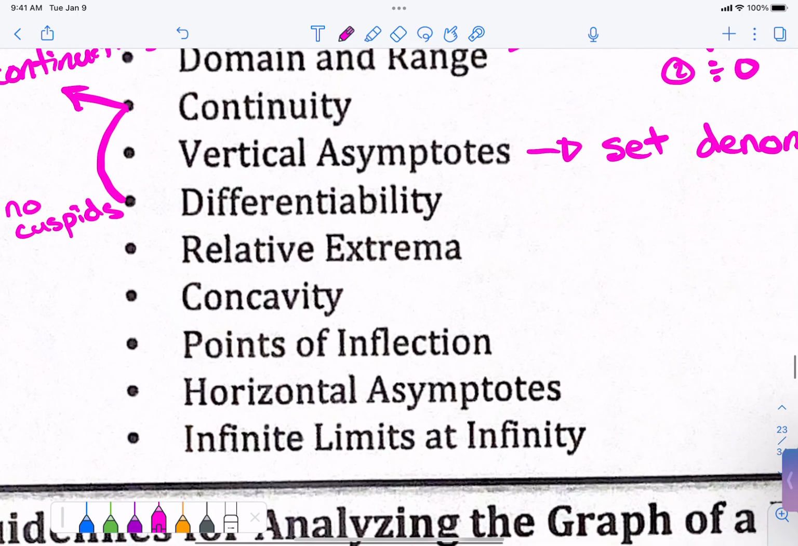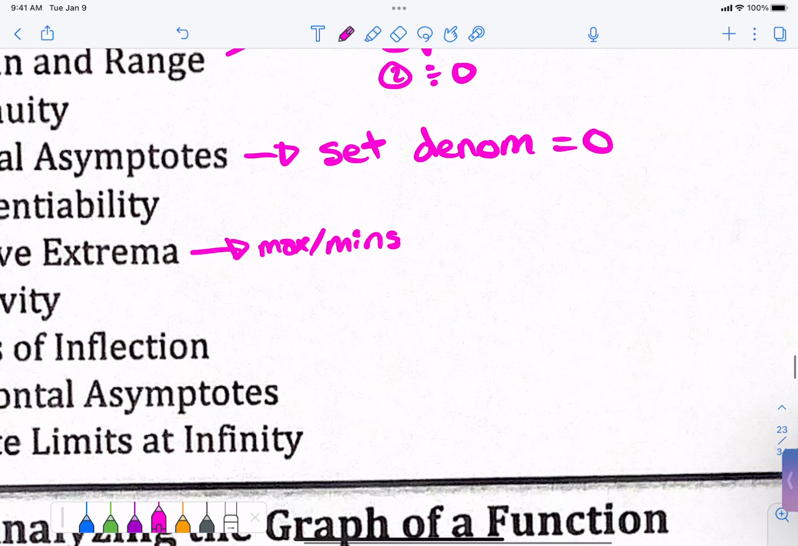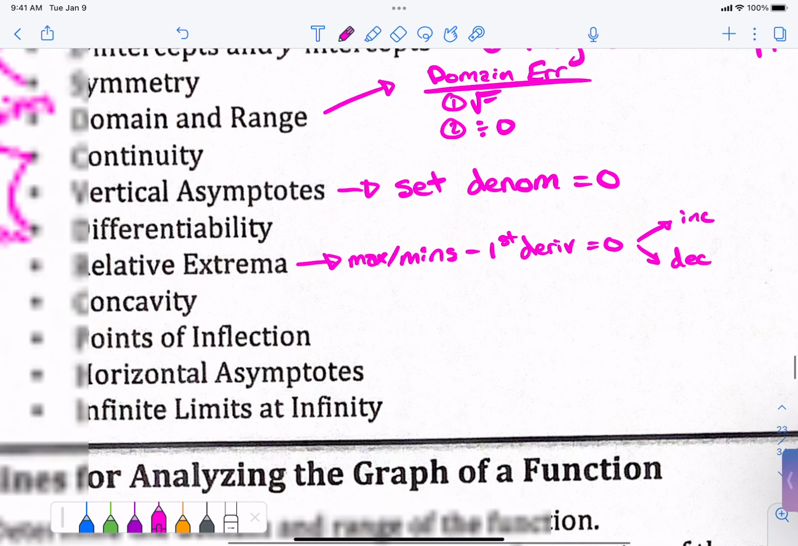Okay, relative extrema. We're going to talk about this guy. Relative extrema and points of inflection. Those are kind of related. How do you find relative extrema, the maxes and mins? First derivative. Here's the first derivative, and you usually set that equal to 0, and then you find increasing, decreasing, like we do that whole set, increasing, decreasing, etc. Okay.